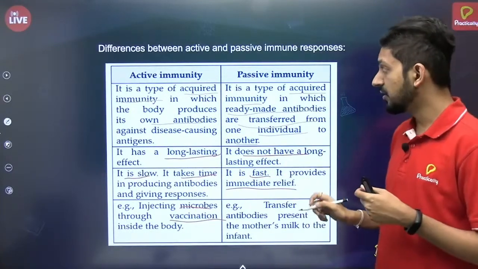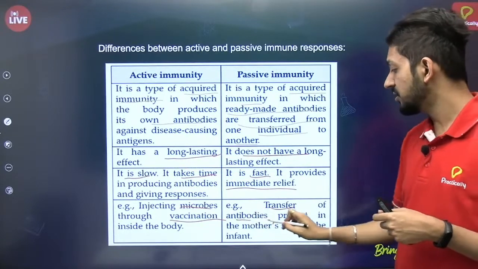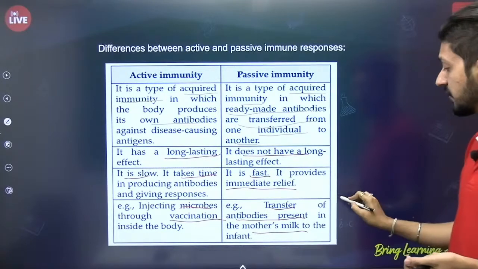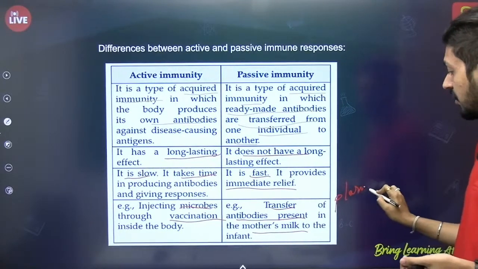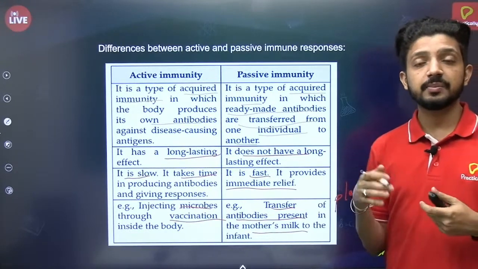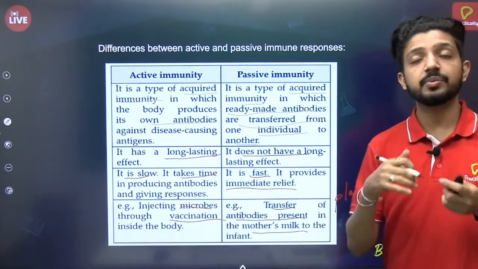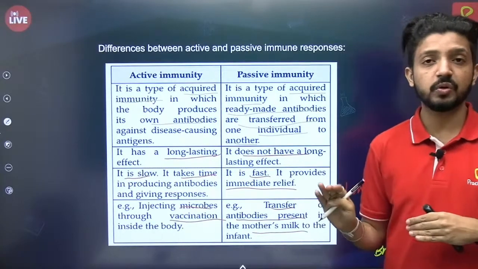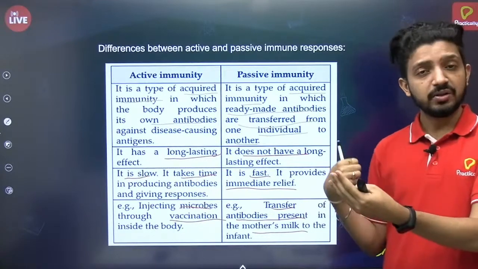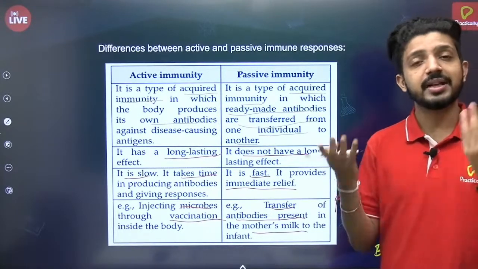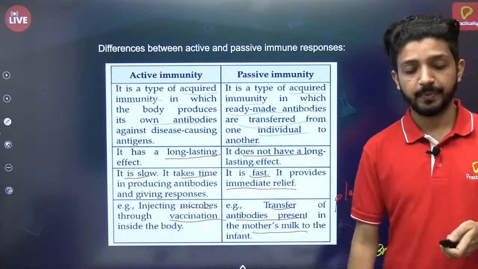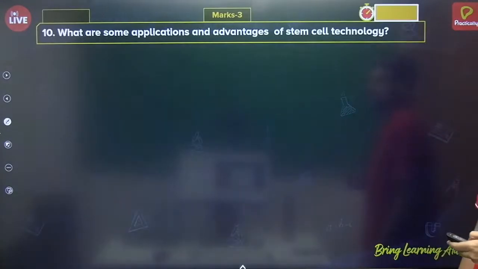But in case of passive, it is transfer of antibodies present in mother's milk, or it can also be transferred through plasma. If you all remember, during COVID, many of the patients were given plasma, because the patients who had already had COVID had the antibodies for it, and for the other people who were more serious, they used to transfer the plasma so that they get those natural antibodies so that they can fight. So that is an example of passive immunity. Okay, moving on to the next question.